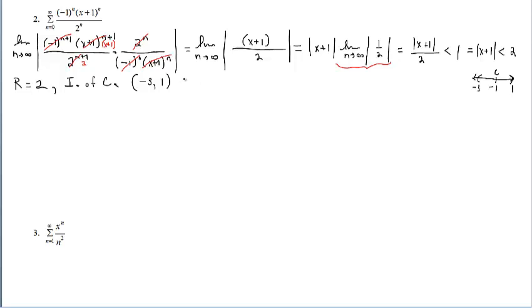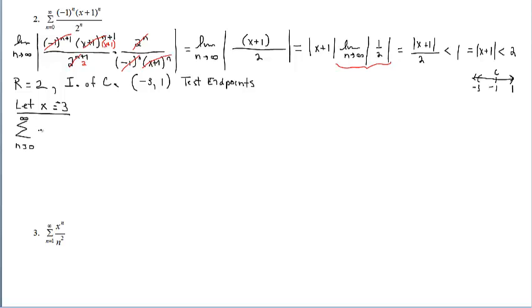All right, so now we need to test endpoints to see if we can include either one of those x values. So we come down here, and I'll just start with letting x equal negative 3 and see what happens. So go back to the original power series, and wherever you see x, replace it with negative 3 so that it becomes a series of constants, and I can apply all my different tests for convergence or divergence.